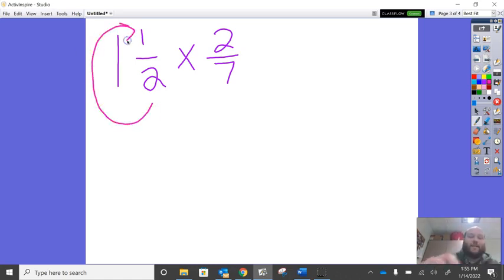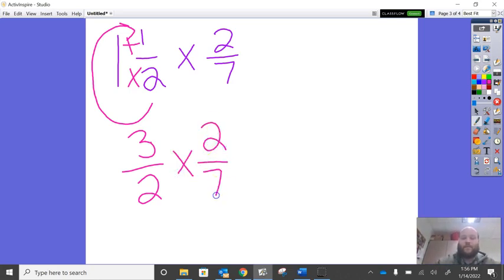So if we do the C method, and remember that's just times the denominator by the whole number and then add the numerator, that changes my 1 1/2 to 3/2. 2 times 1 is 2, plus 1 is 3/2, okay? And then my 2/7 stays the same. So here's another chance if you wanted to, you could reduce this 2. I can knock those 2s out and they're going to become a 1 because they are both reducing by 2, or I can just multiply straight across and reduce at the end.